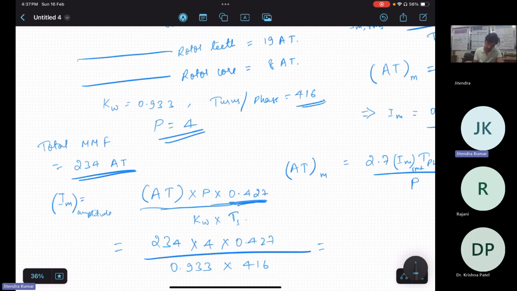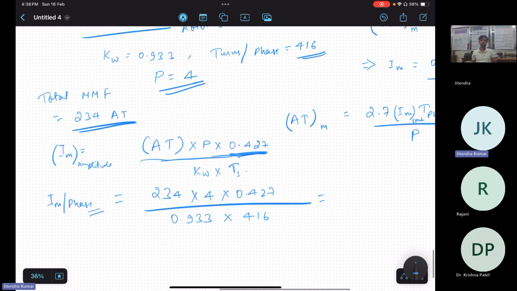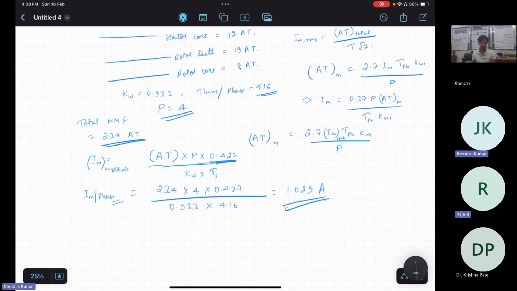This will come out to be the magnetizing current per phase. After calculation, please let me know the value. It's 1.029 amps, exactly. 1.029 is the value. Okay, so I hope you will be able to solve all the problems given in assignment week 4.